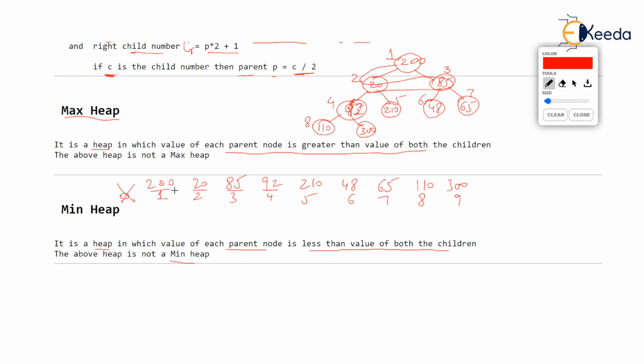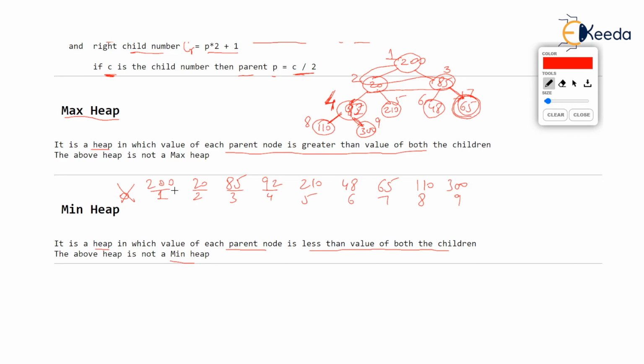Now it is easy to see who is the parent of node number 7. The parent of node number 7 is 7 by 2, which is 3. And really 85 is the parent of 65, correct or not? Or who are the children of the fourth node? If you see the fourth node, the children of the fourth node are at 8 and 9. That is 4 into 2 and 4 into 2 plus 1. So that's how you can see what a heap is.